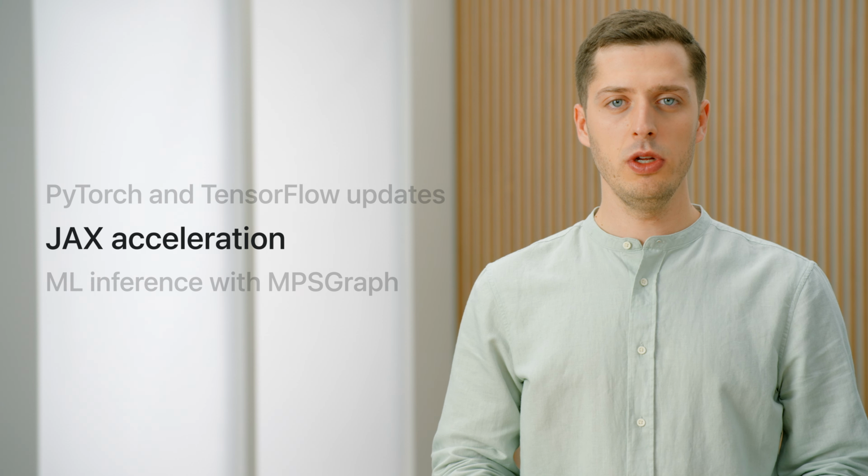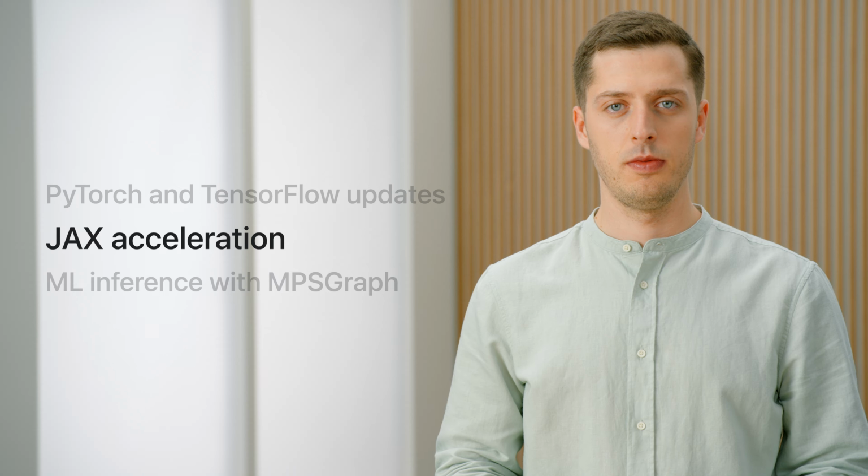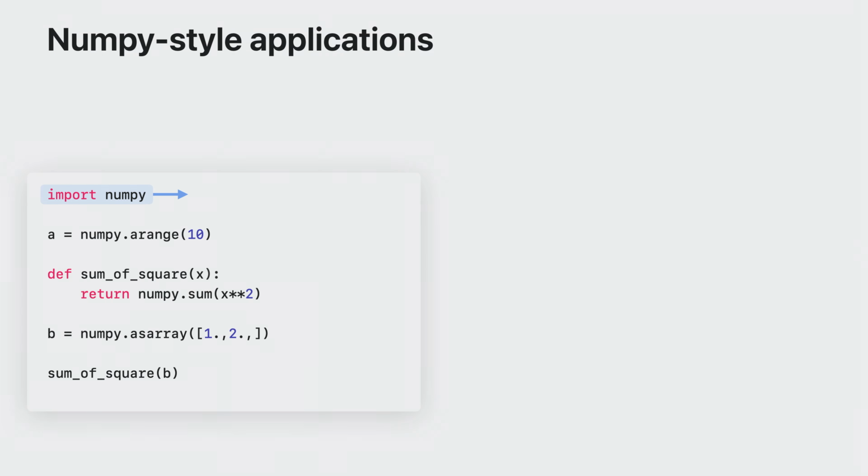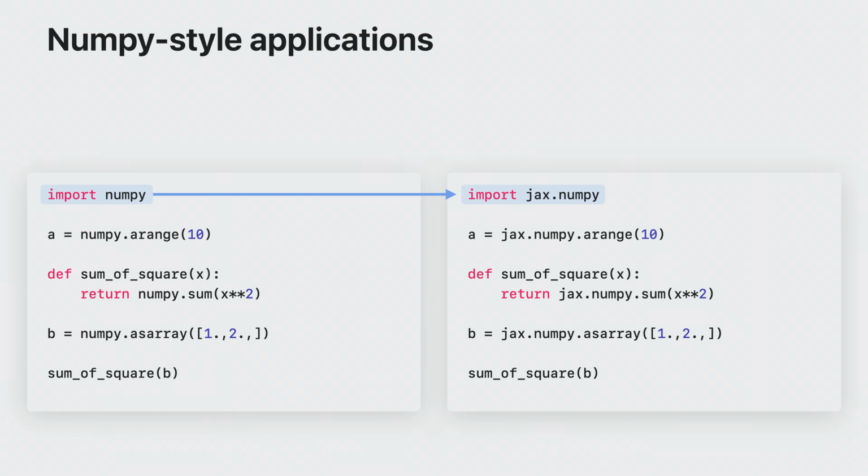Now, let's talk about the new GPU acceleration for JAX. This year, JAX GPU acceleration will be supported through the Metal backend, similar to PyTorch and TensorFlow. JAX is a Python library for high-performance numerical computing and machine learning research. It is based on the popular NumPy framework for working with large arrays, with 3 key extensions for machine learning research.